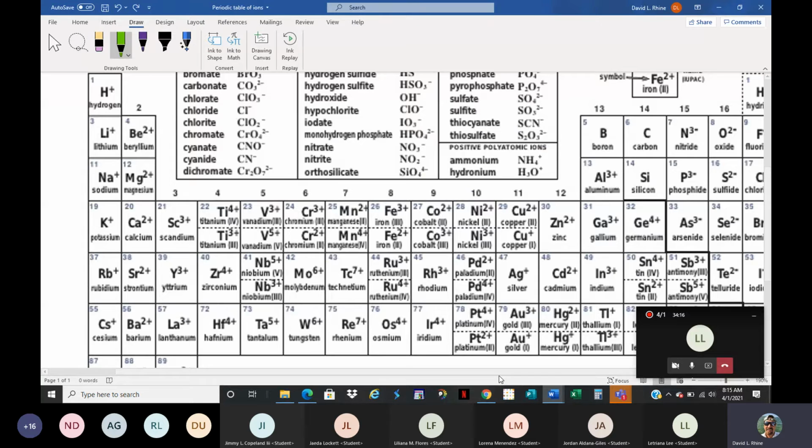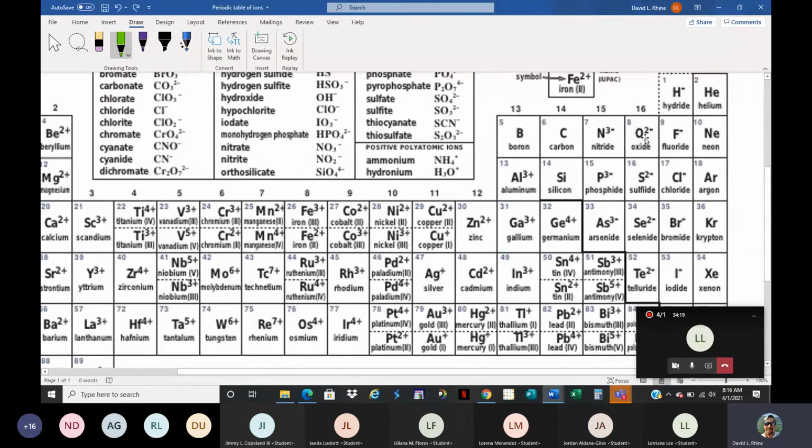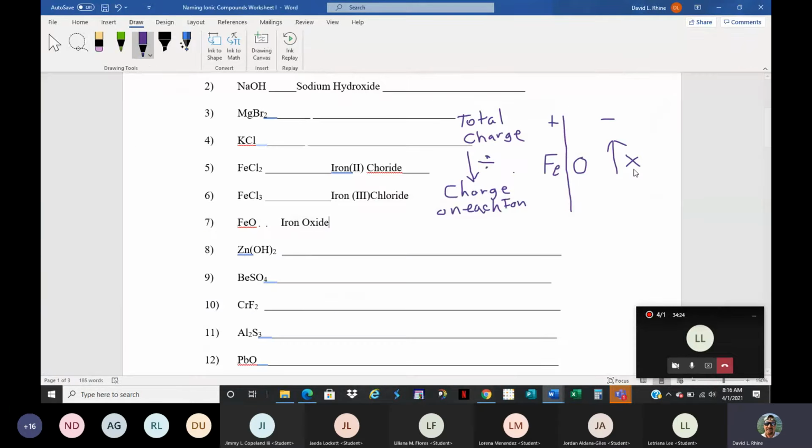Okay, oxygen is on the right hand side, it's 2 minus, and that's the only thing there is. So I know that each oxygen ion is 2 minus. The subscript's 1, so I only have one of them, so the total negative charge is 2, which means the total positive charge has got to be 2. And there's only one of them, so each one's got to be a 2 plus.